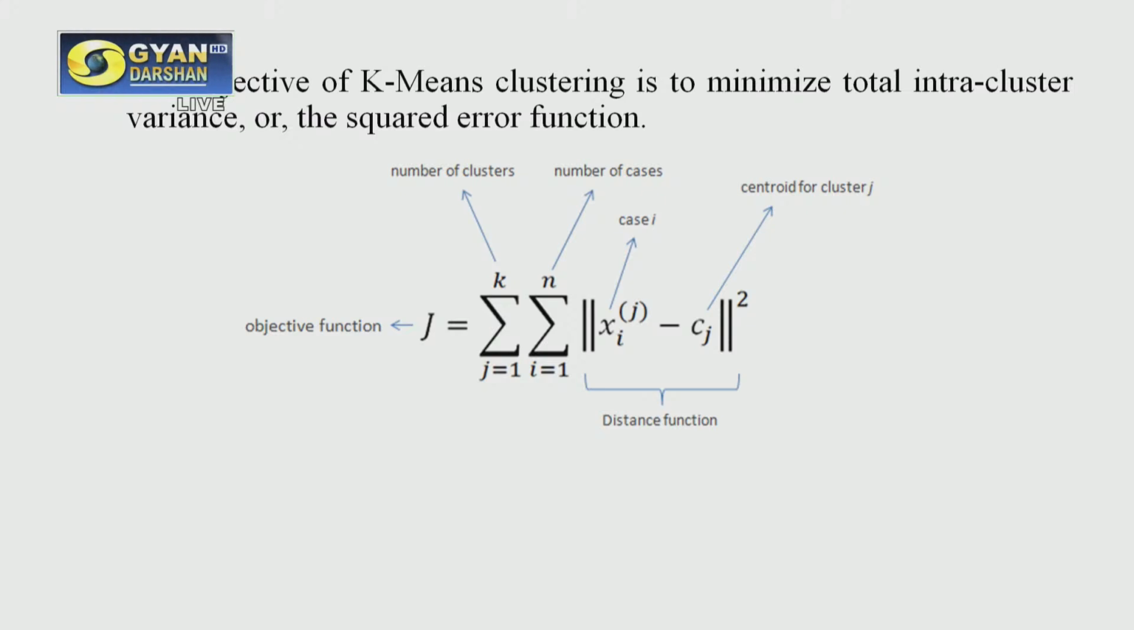Before talking about that example, another important objective of k-means clustering is to minimize the intra-cluster variance, or sometimes it is also known as the squared error function. So basically we have a summation of j equal to 1 to k, where k is the number of clusters, and then we run from i equal to 1 to n, that is the number of cases, and then we need to use the distance function. There are many distance functions available, we will discuss further.